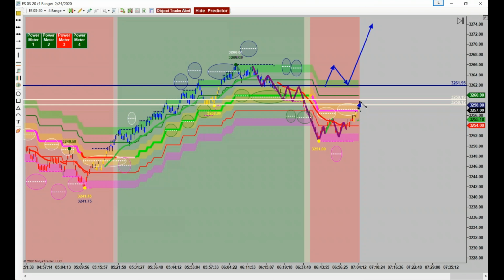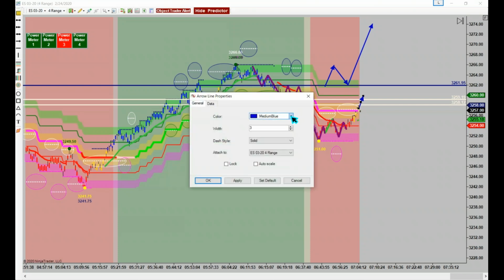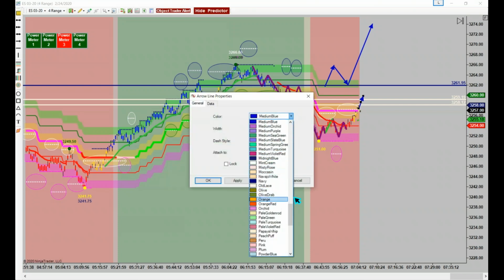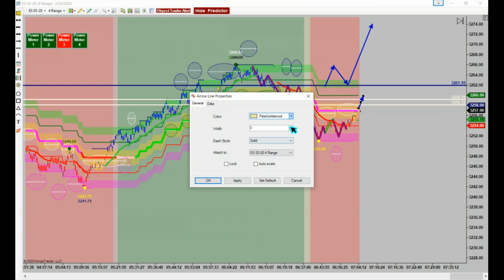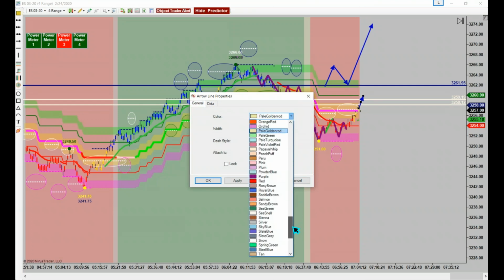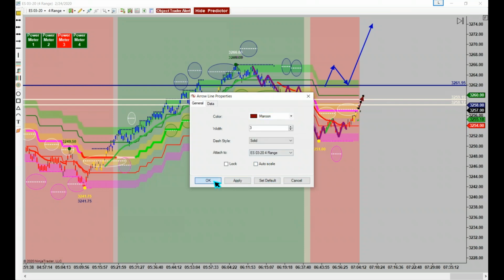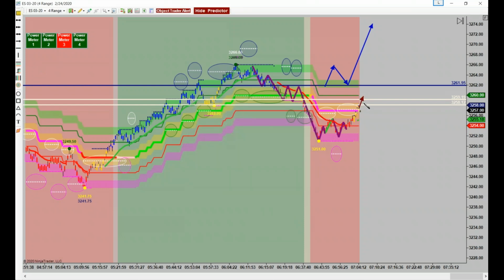And we're going to do something like this, except it's going to be red. Let's do it in a real bright, like we'll do, let's do maroon. That way you can see it nice and easy. And that's the trade setup right there. Okay.